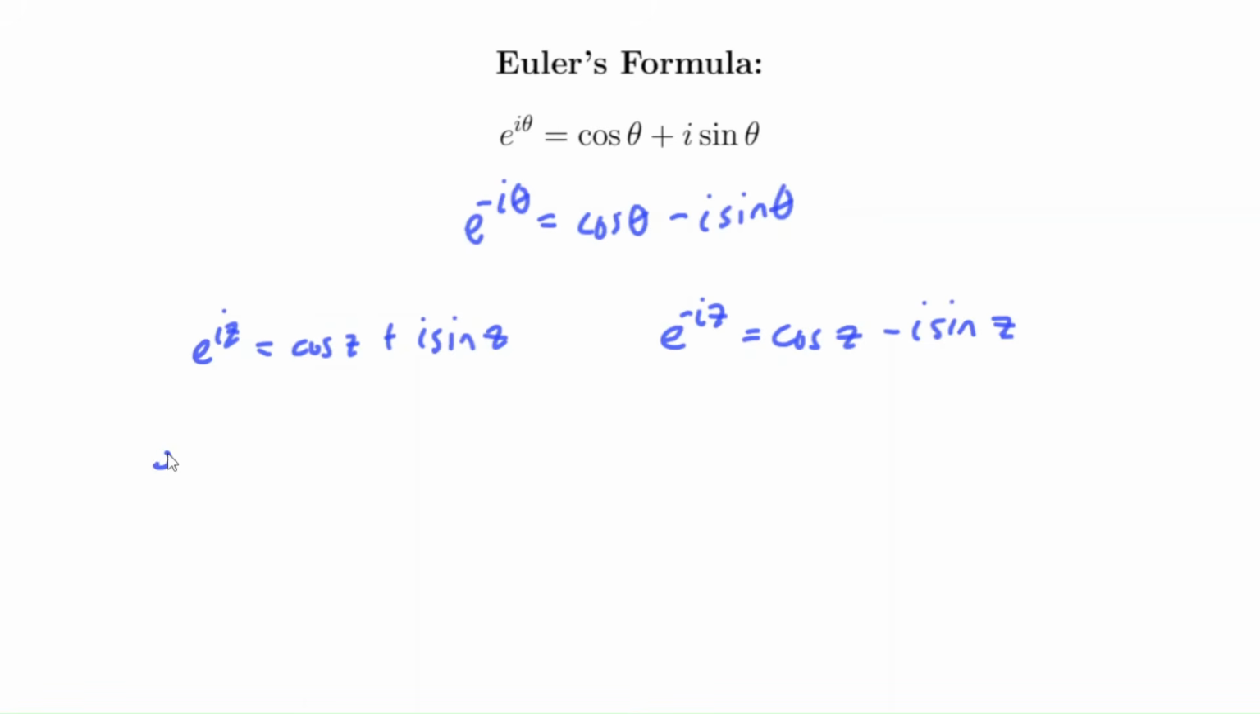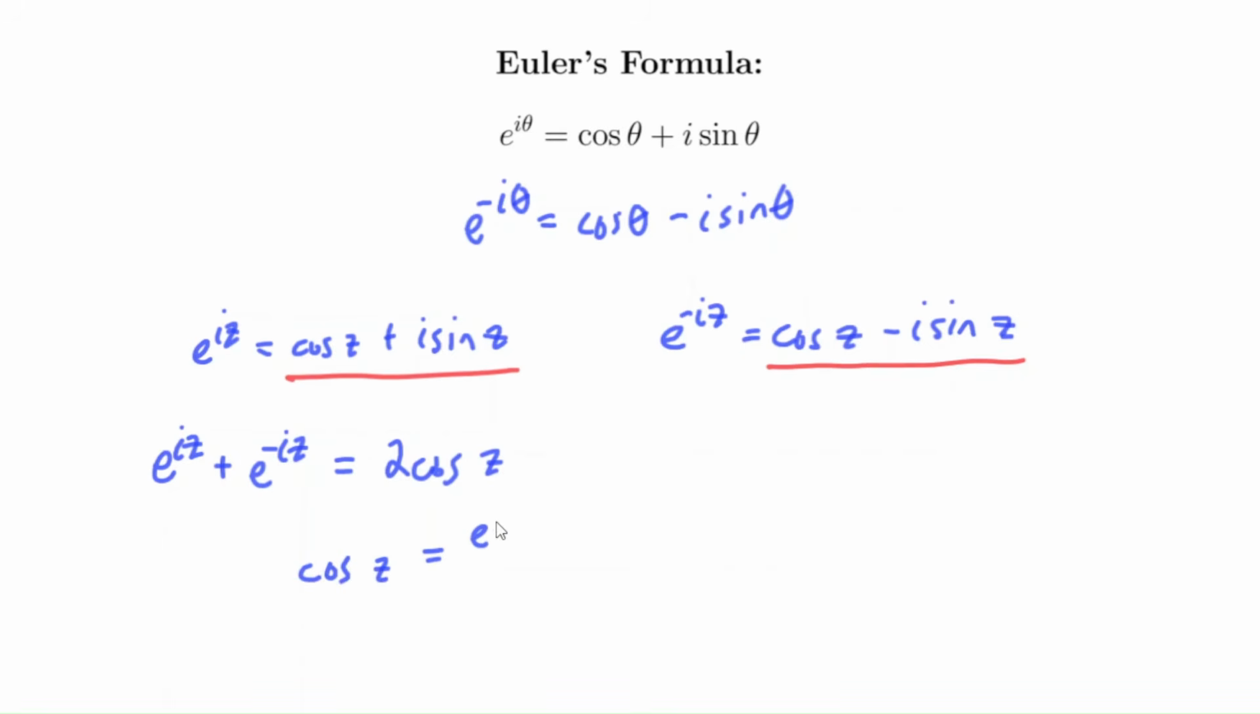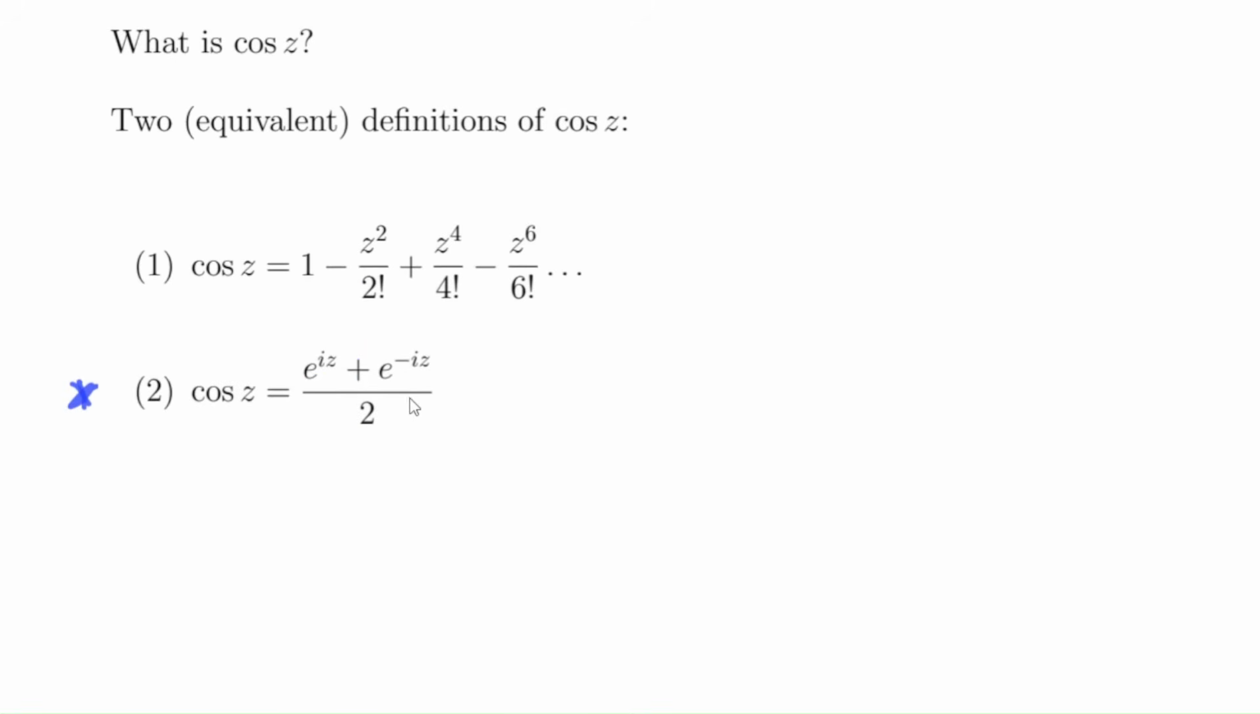Now, what would happen if we took e to the iz and added it to e to the minus iz? So basically take this formula and add it to this formula. What happens? Well, we'd get cosine z plus cosine z, that's 2 cosine z. And we'd have i sine z plus a minus i sine z, those would disappear. So notice now we have this formula. If we divide both sides by 2, we get that cosine of z is e to the iz plus e to the minus iz over 2. And that was our alternative definition of cosine of z. In fact, that's the definition we see here.